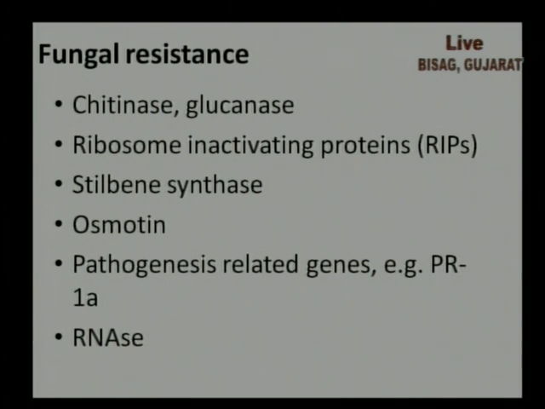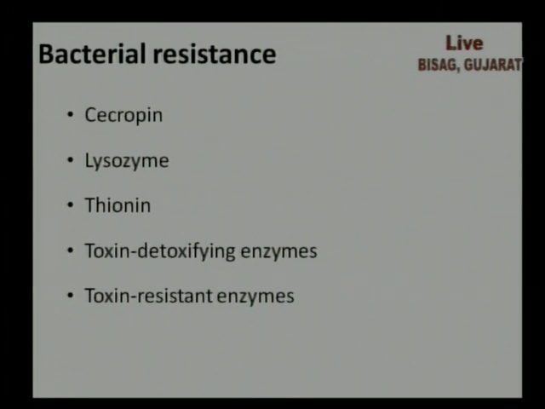Let me go through another one, that is fungal resistance. Fungal cells have a cell wall made up of chitin. That chitin can be destroyed with the help of an enzyme called chitinase, and chitinase enzyme can be produced by a gene. So if we transfer the gene responsible for chitinase production, we can get immediate destruction of the fungi. There are certain proteins which inactivate ribosomes of fungi in particular. So that ribosome inactivating protein can be expressed with the help of genetic engineering, and that will deactivate the ribosomes of the particular organism and will kill that organism. Likewise, stilbene synthesis, osmotin, pathogenesis related genes can be produced and RNAs can be produced. The same method can be used for bacterial resistance, for example cecropin, lysozymes, threonine, toxin detoxifying enzymes and toxin resistance enzymes.